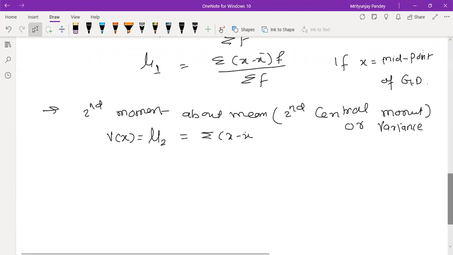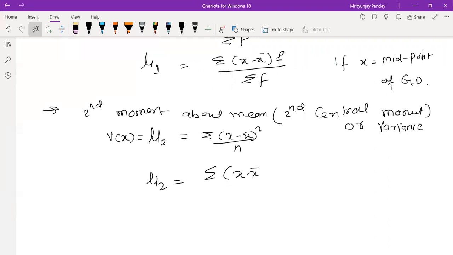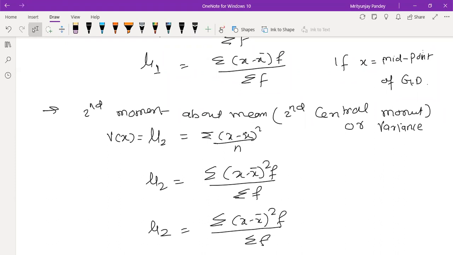summation of (x minus x bar) the whole square divided by n. Second formula for frequency distribution is (x minus x bar) the whole square into f divided by summation f. And third, mu2 equal to summation of (x minus x bar) the whole square into f divided by summation f. Here x is the midpoint of grouped data, here x is frequency distribution data, and here x is sequence or series or raw data.